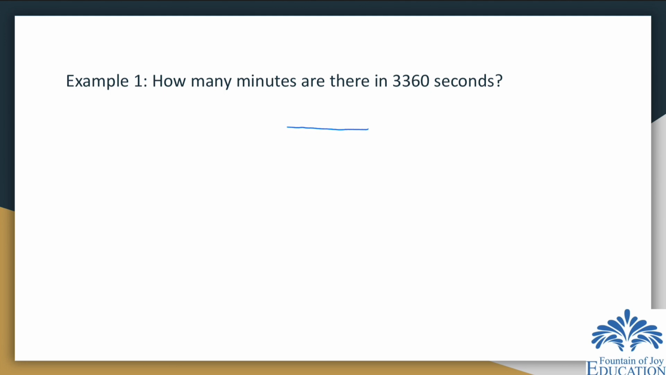So we can either write it as minutes over seconds, in this case 1 minute over 60 seconds, or we can write it the other way around, having 60 seconds in the numerator and 1 minute in the denominator. Which conversion factor we use depends on the question. And let's take a look at this one.